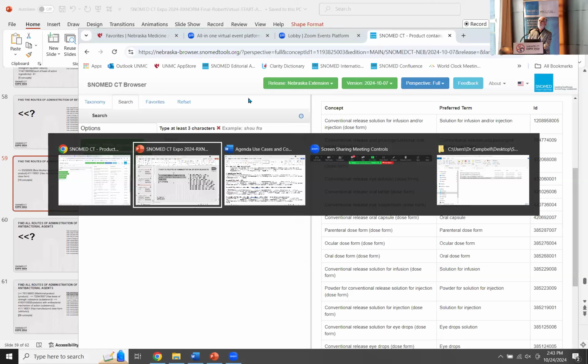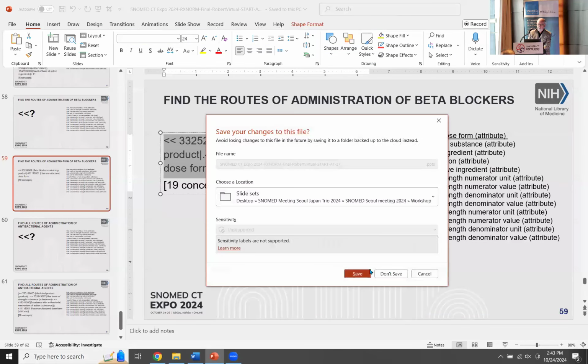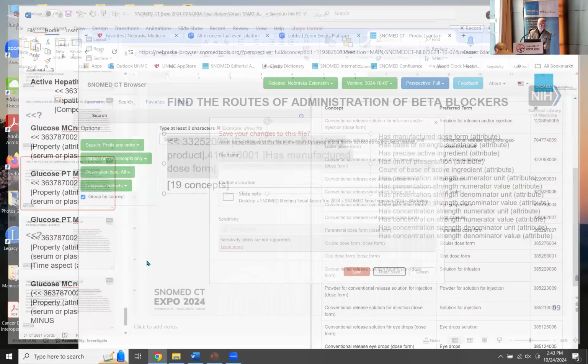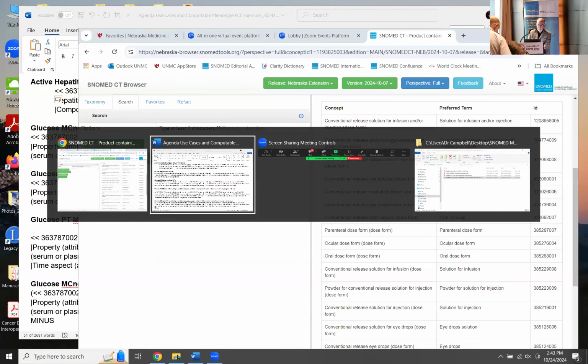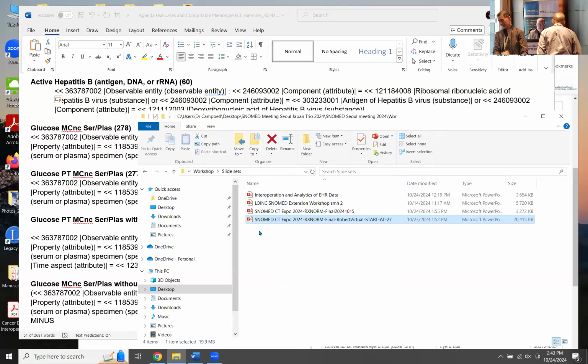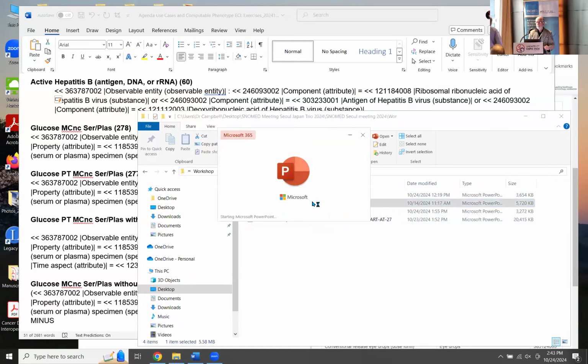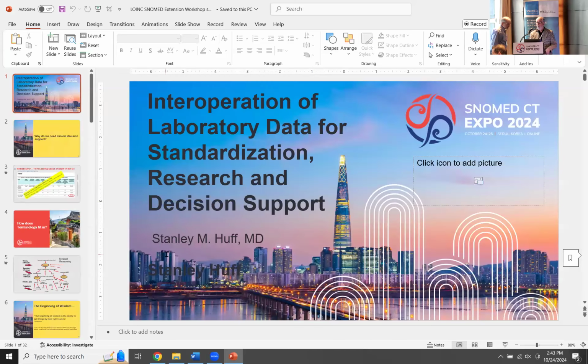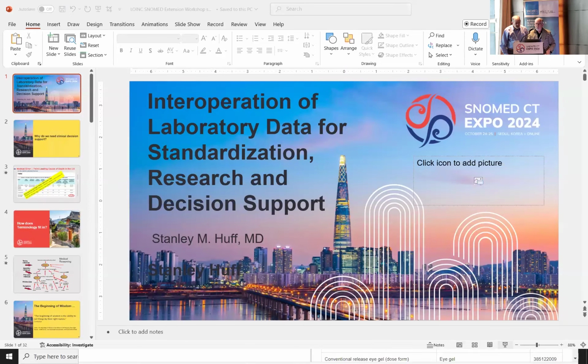Stan, you want to come up? You want to advance yours manually, or you want to? Well, let's try full screen mode and see what happens. There we go.